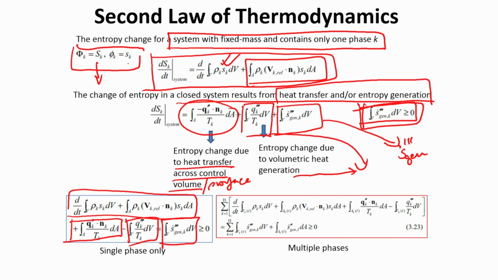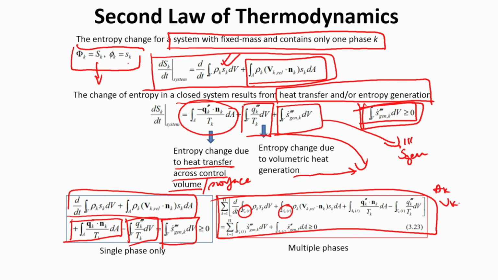You do it for multiple phases, it is the exact same expression that we have. Once again, the only thing that needs to be taken care of is A_k and V_k. These are the only two things that you need to take care of. Whenever you do it for a particular sub volume and the sub control surfaces, you are summing them together, and you are summing the entropy that is generated in each of the phases, and then you show that this has to be greater than or equal to 0. So, this is basically the second law of thermodynamics when you cast it in a control volume approach.